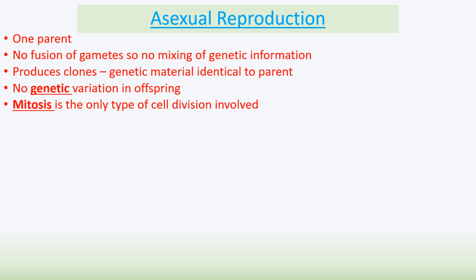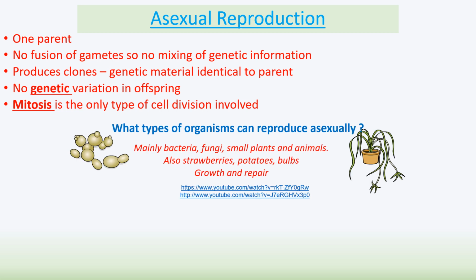A closer look at asexual reproduction. As said before, it has only one parent involved. There are no gametes and no mixing of genetic information. It involves production of genetically identical offspring, and there is no genetic variation as a result. And the only type of cell division is mitosis. So organisms that can reproduce asexually include bacteria, fungus, plants, and some animals.